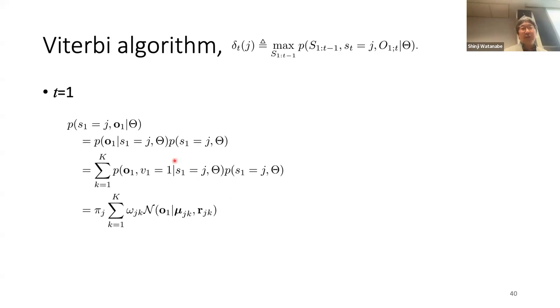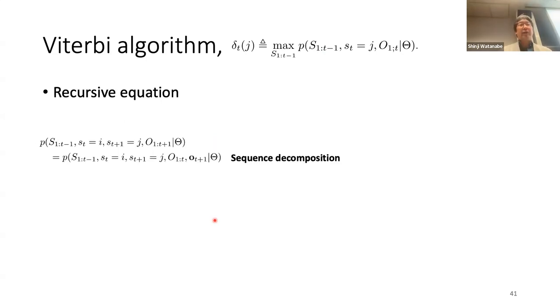First, the case of t equals 1. Substituting it into this function, there's no prior state sequence, so this is just the likelihood at timestamp one. And then let's work on the recursive equation. We focus on this equation, and the procedure is the same as the forward algorithm.